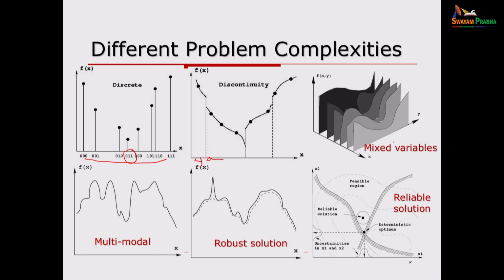And then the mixed nature. If you mix up continuous and discrete, y is continuous, x is discrete. So you have slices of functions that you see here, and somewhere there is a minima. So you need to go and find that. You see how difficult these things can be.